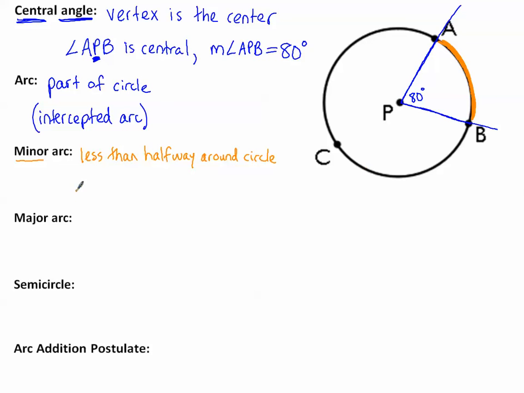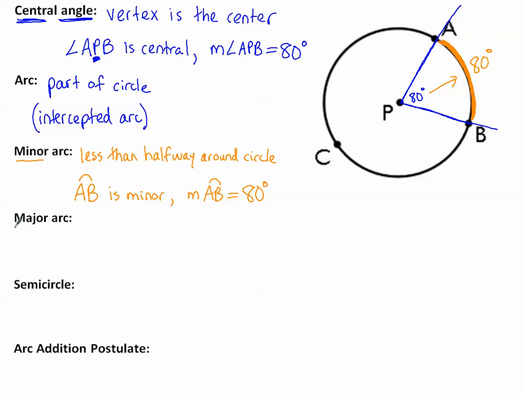The way we write an arc is with the two letters of its endpoints, if it's a minor arc, and then a little arc hat. So instead of a straight segment hat, a little curved arc hat. So arc AB is a minor arc, and the measure of arc AB, notice how we use M here for measure like we used for angle, also equals 80 degrees, because whatever the central angle is, its intercepted arc will be the same amount of degrees.